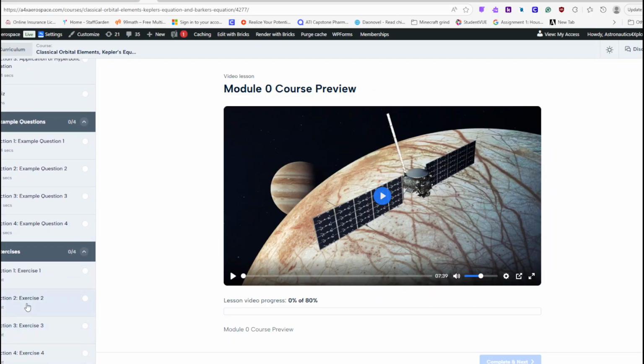The last module, Module 7, is about exercises, which are given for students to be able to know how to apply the equations derived in the course. It is divided as follows. Module 7 Section 1, Exercise 1. Module 7 Section 2, Exercise 2. Module 7 Section 3, Exercise 3. And Module 7 Section 4, Exercise 4.